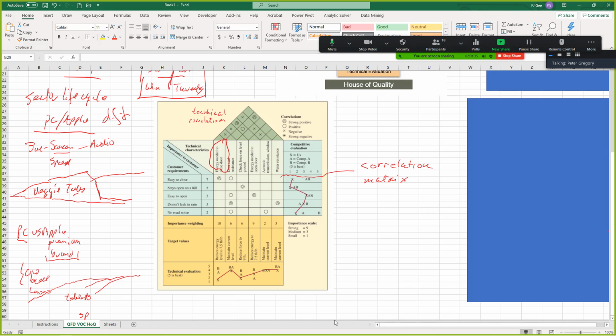So the example in the book was the energy needed to close the door. When we're talking about cars, we're just talking about some narrow set of things, right? Easy to close the door, the door stays open on the hill, easy to open door, the door doesn't leak in the rain, and there's no road noise.